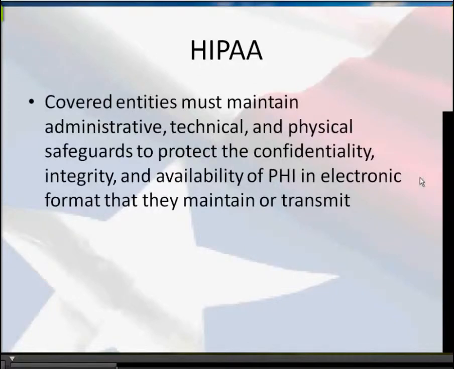Covered entities must maintain administrative, technical, and physical safeguards to protect the confidentiality, integrity, and availability of protected health information in electronic format that they maintain or transmit.